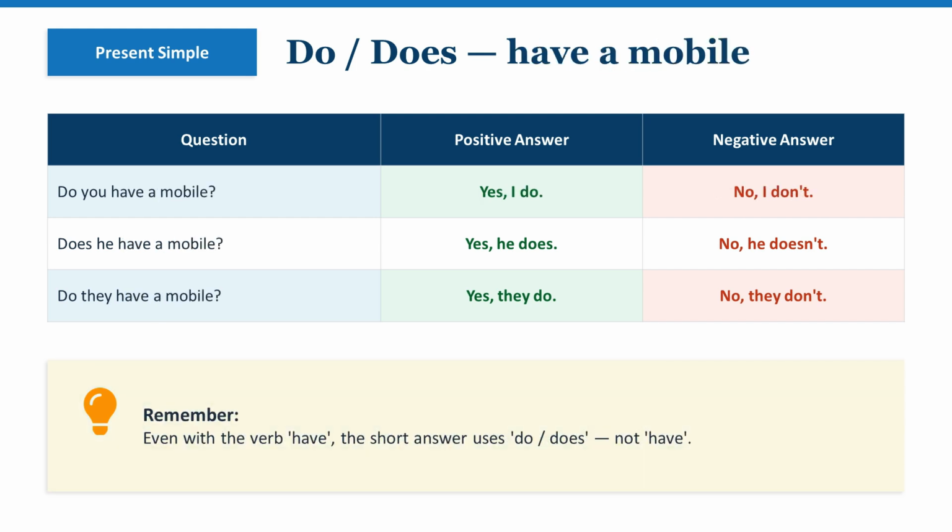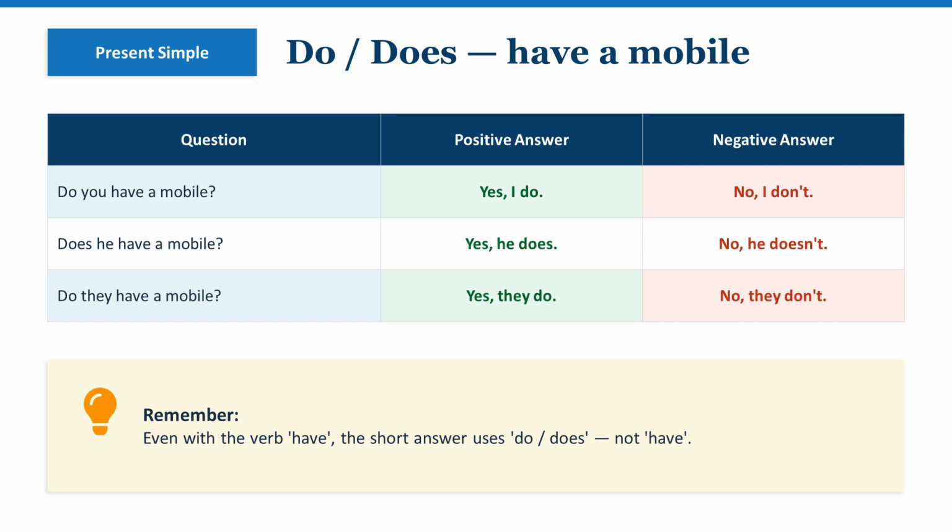Let us try one more example with the verb have. Do you have a mobile? Yes, I do. Or, no, I don't. Does he have a mobile? Yes, he does. Or, no, he doesn't. Do they have a mobile? Yes, they do. Or, no, they don't.